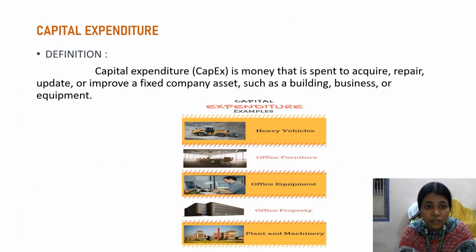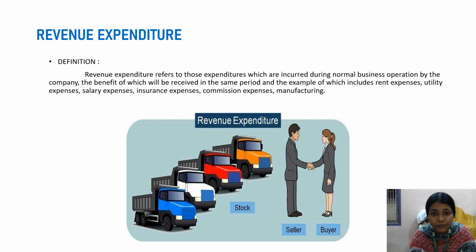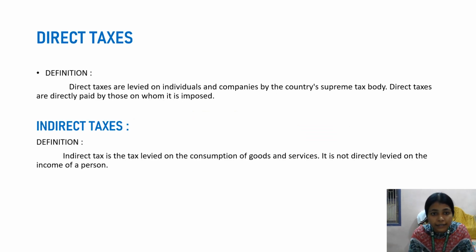Here is the definition of capital expenditure. It means the money spent to acquire, repair, update, or improve a company's fixed assets such as buildings, business, or equipment. Here are example pictures of capital expenditure. Revenue expenditure means expenditure incurred during normal business operations, where the benefit is received in the same period. Examples are rent expenses, utility expenses, salary expenses, insurance expenses, commission expenses, and manufacturing.